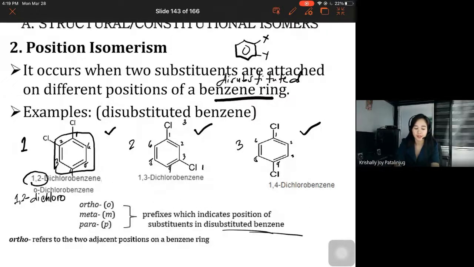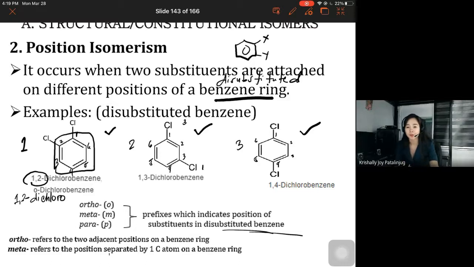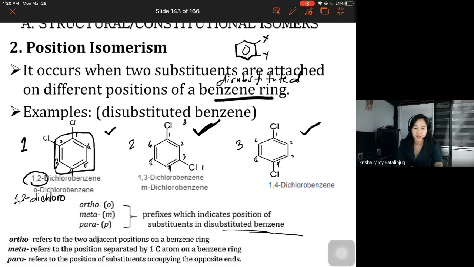Now, meta refers to positions separated by one carbon atom on a benzene ring. That means there is one carbon apart between the two substituents. Obviously, it is applicable to molecule 2. So instead of 1, 3, the prefix you can use to indicate the position of the chloro is meta. So, meta-dichlorobenzene. And para refers to the position of substituents occupying opposite ends, parallel with each other.